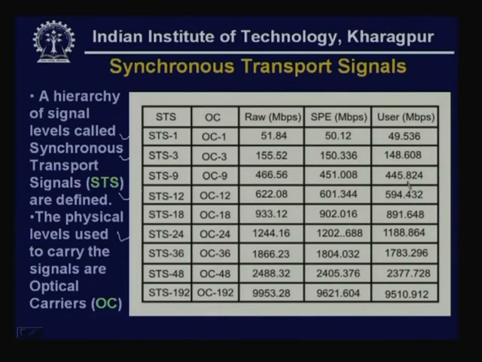So, this is the actual payload that you get from the SONET system. As you can see here, the overhead is not really very high. So, 51.84 and this is 49.536. The overhead is about 4% I believe. It is about 4%, which includes the overhead of all the layers that we shall see.